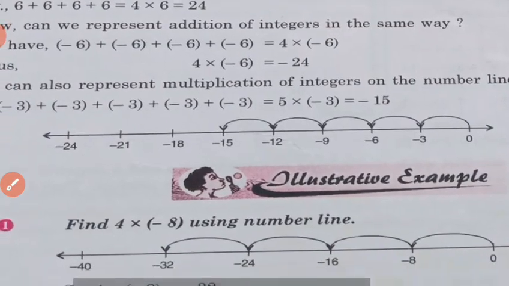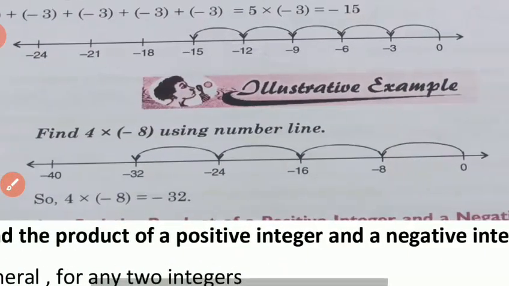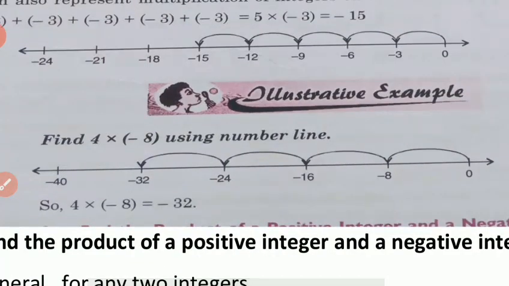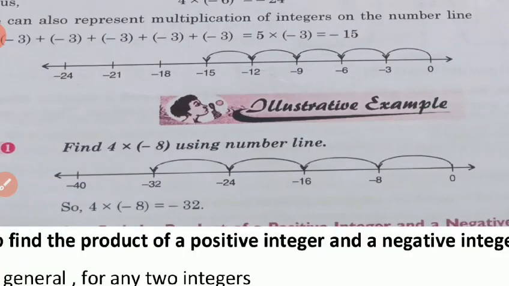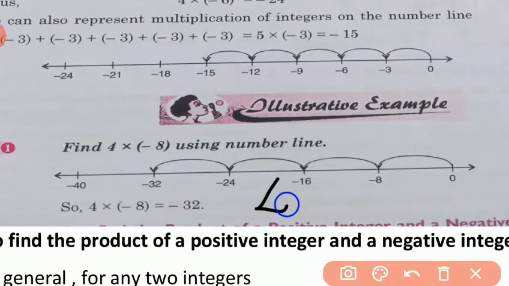Let us see the next example. Find 4 into minus 8 using the number line. Here, what is the meaning of 4 into minus 8? It means minus 8 is added how many times? 4 times. So here we have to take the difference of minus 8 numbers. Here it is given as negative, so we'll take it on the left side of 0.